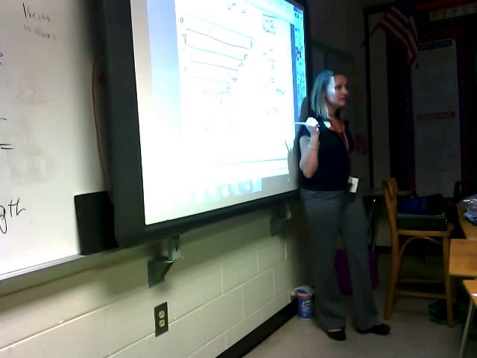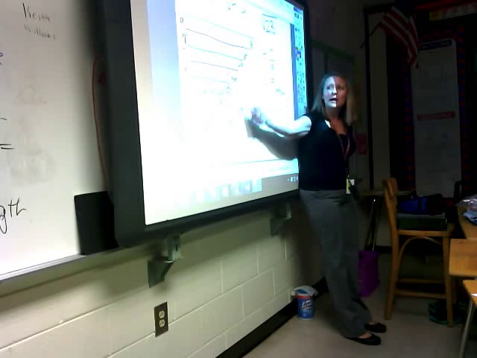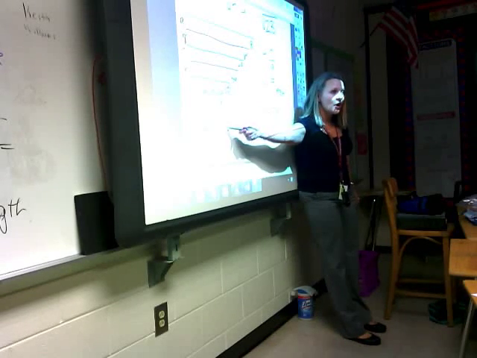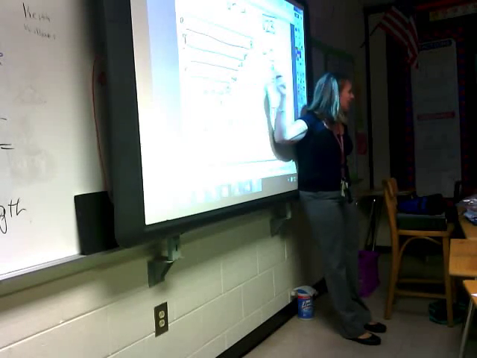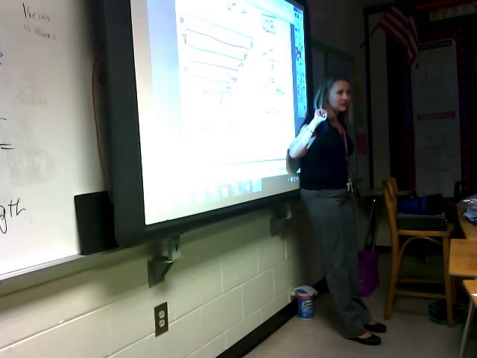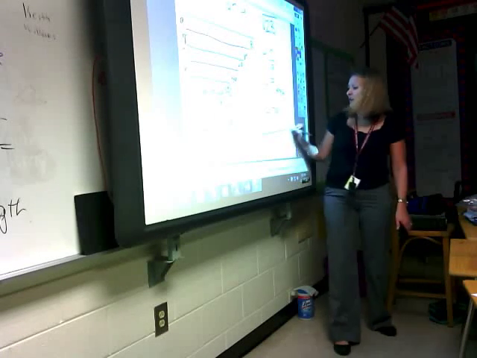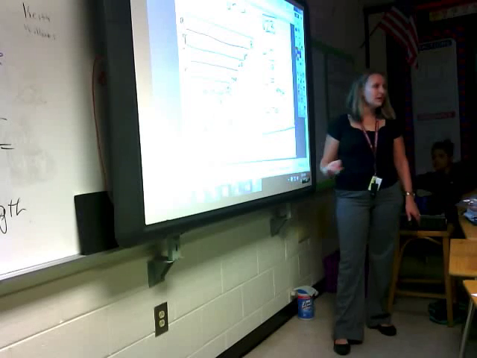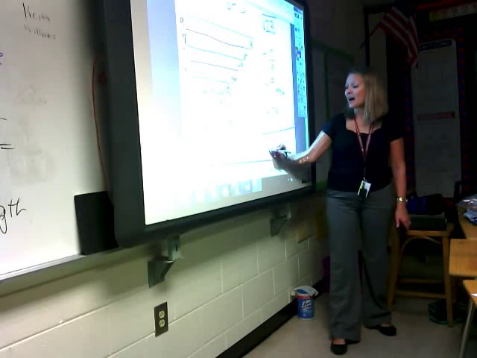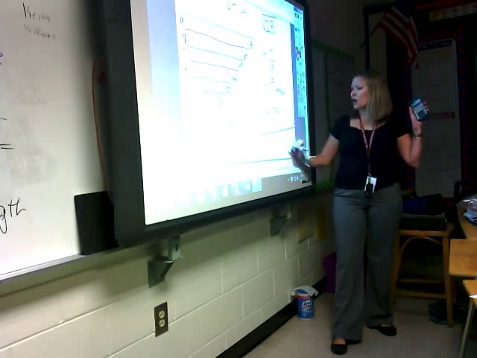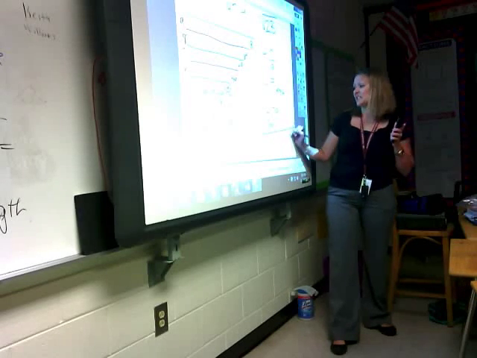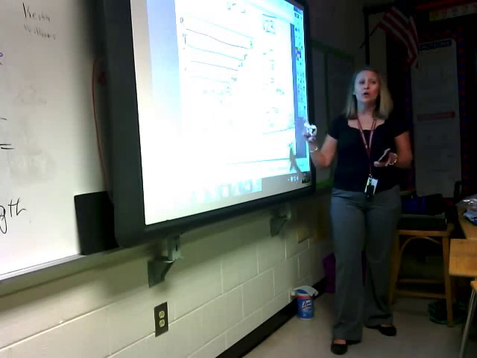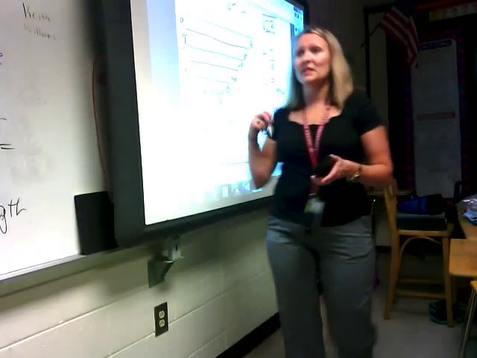Pretty close, right? So we were able to use our perfect squares to find our imperfect squares. If I had to put this on a number line, it would fall between what number and what number? 4 and 5. No, you're right, the square root of 16 and the square root of 25.